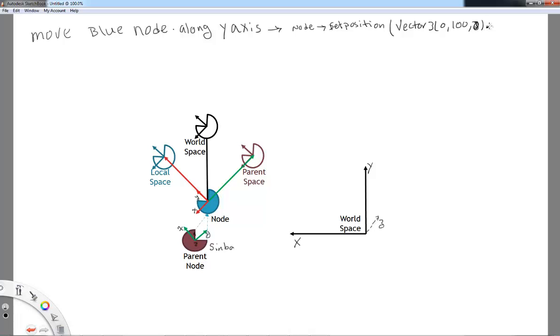But if I wanted to specify which transformation space this set position should apply in, which is basically like translate the node, or in other words, move it, I can specify my space here. I have the options of TS_LOCAL, TS_WORLD, and TS_PARENT.